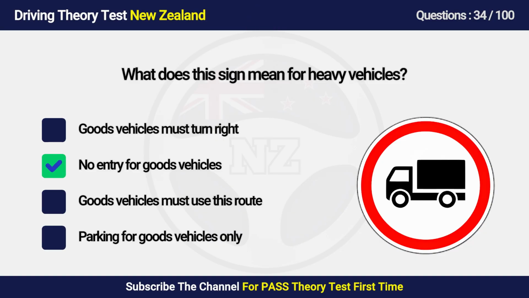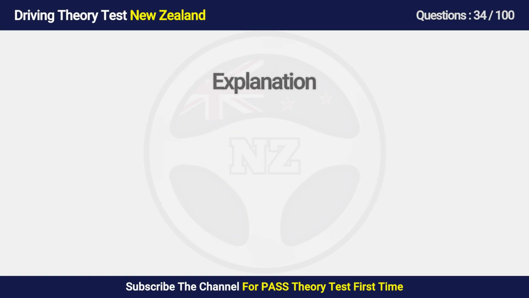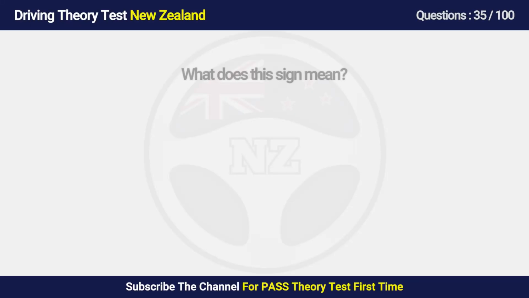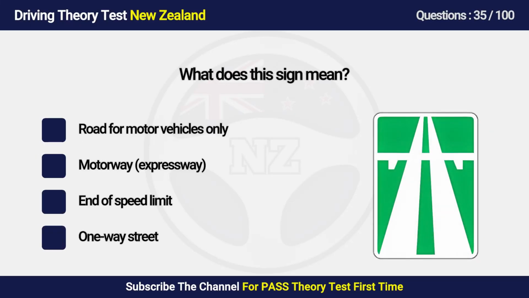Answer is B. No entry for goods vehicles. This prohibitory sign means no entry for goods vehicles, typically applying to trucks above a certain weight or size. Question 35. What does this sign mean? A. Road for motor vehicles only. B. Motorway expressway. C. End of speed limit. D. One-way street.